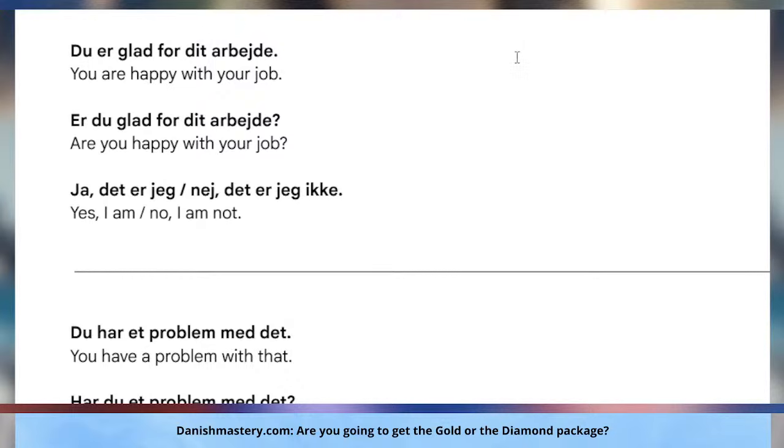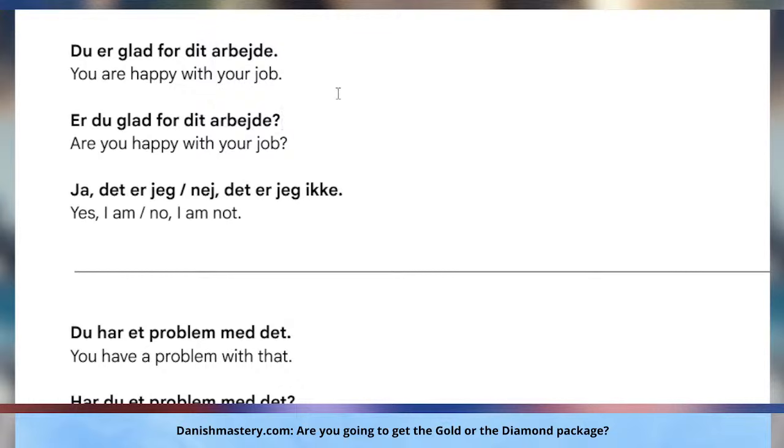The first one is, Du er glad for dit arbejde. Now, this is of course a statement. You can see that because, well, there's no question mark, right? So that's the easy way. But look at the next one. Er du glad for dit arbejde? So this is a question. Are you happy? We want to know.